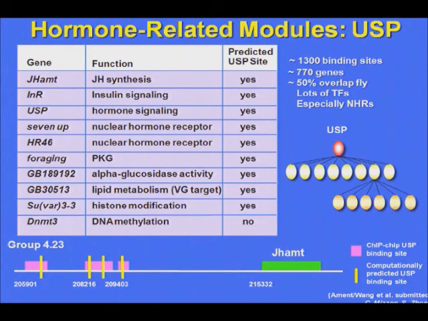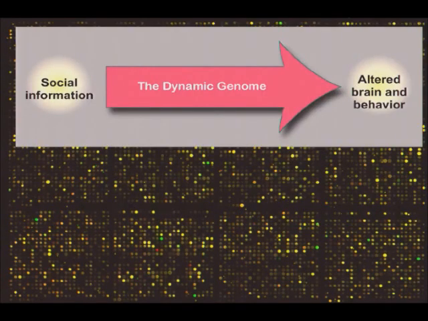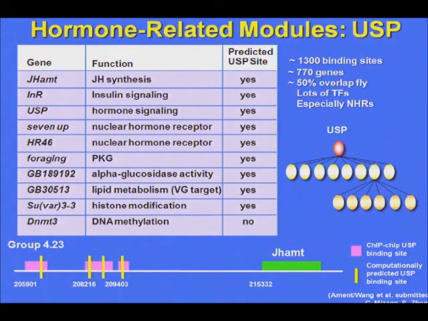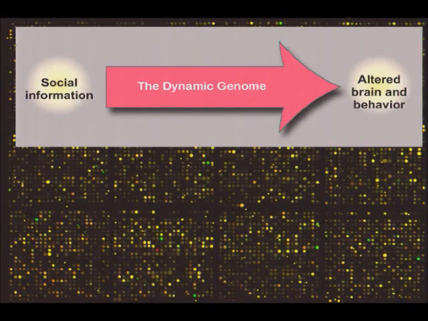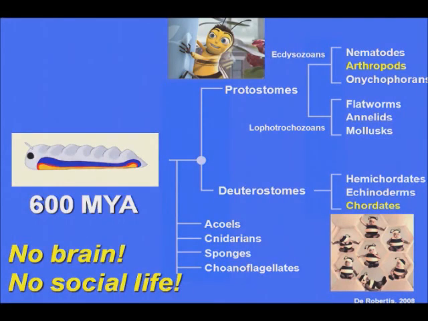We've collaborated with Marla on the foraging gene. I've shown previously that it's involved in regulating behavioral maturation. For Francine's benefit, because I know she's standing there, I wanted to show that it looks like there's some histone modification and DNA methylation effects of USP as well. So what we've shown is, I think, a nice example of the dynamic genome, that social information can affect brain and behavior to affect behavioral maturation in honeybees.